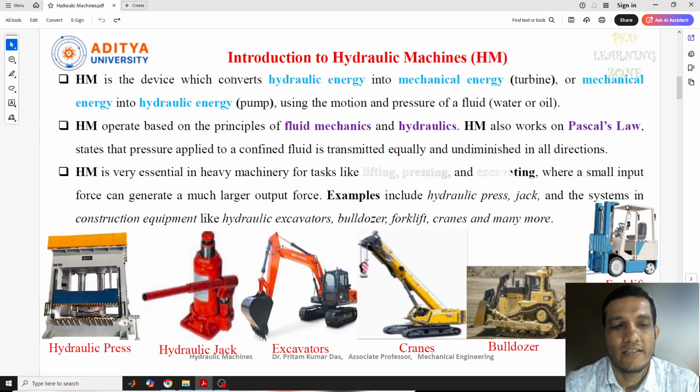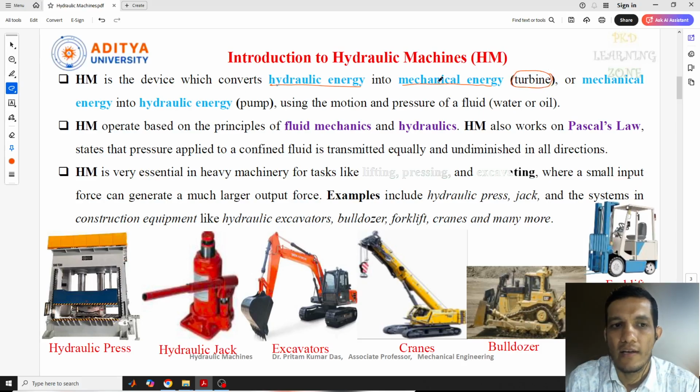In this lecture, we'll discuss the basic information regarding hydraulic machines. First of all, let's see the definition of a hydraulic machine, and what are the examples and applications of hydraulic machines in this lecture. A hydraulic machine is a device which converts hydraulic energy into mechanical energy, and this device is called a turbine.